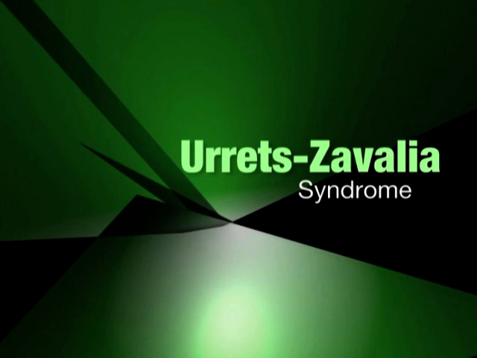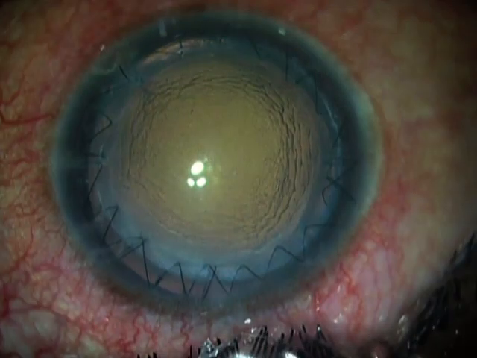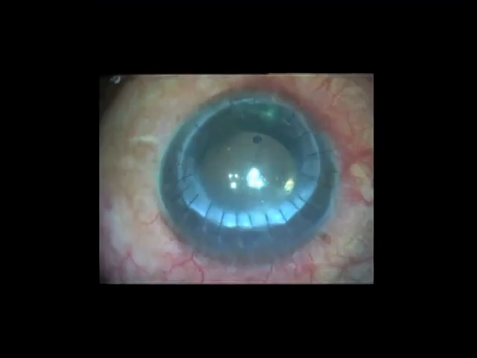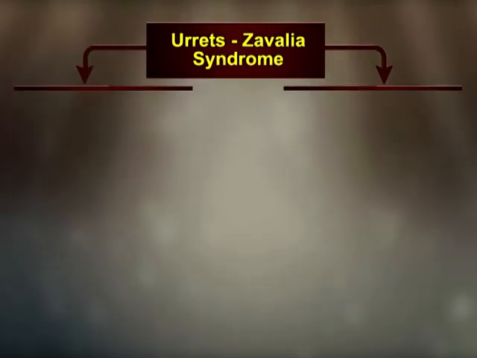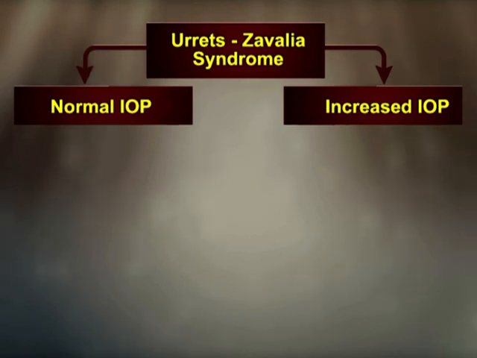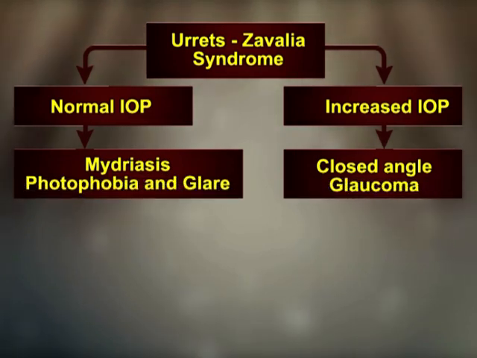Urrets Zavalia syndrome is a clinical condition first described by Dr. Alberto Urrets Zavalia Jr. in 1963 with wide and rigid pupils following penetrating keratoplasty. In Urrets Zavalia syndrome, patients can have normal intraocular pressure (IOP) or increased IOP. If there is normal IOP, there is mydriasis, photophobia and glare.